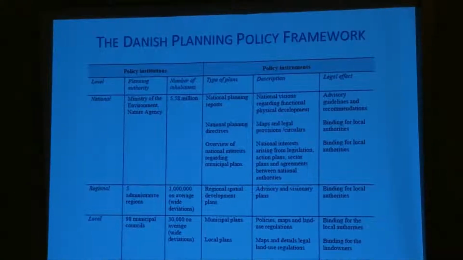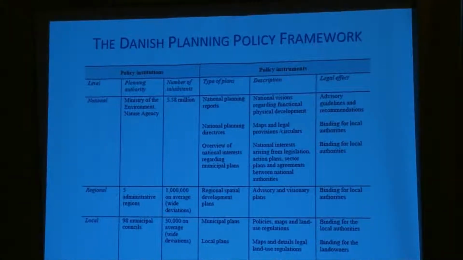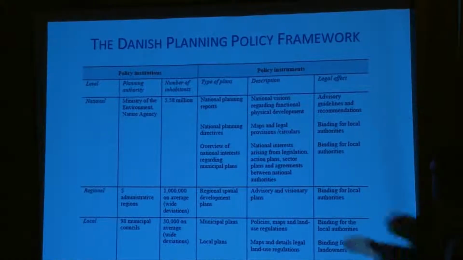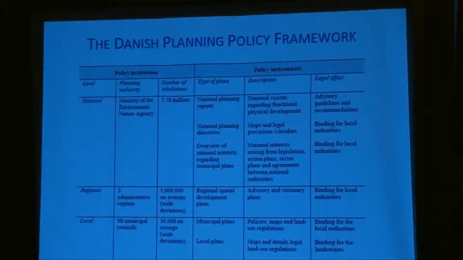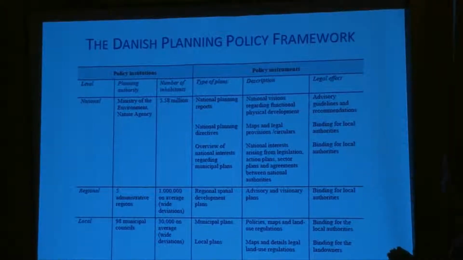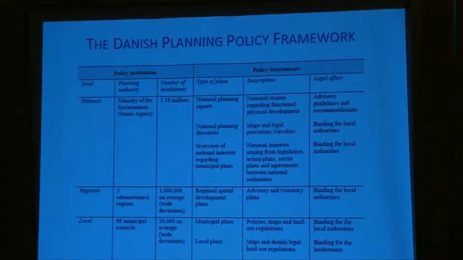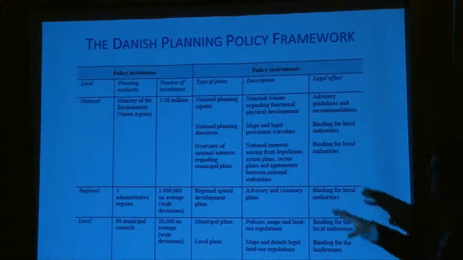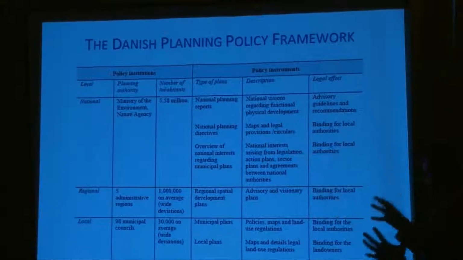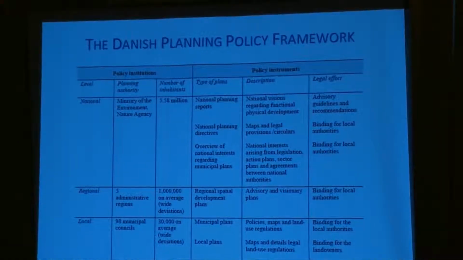Of course, it's quite difficult to actually focus on this. I'll discuss some of the core plans. We have here the types of plans at the national level, the spatial framework. We have national planning reports, national planning directives, and an overview of national interests regarding municipal plans. This framework is functioning in a very consolidated way.